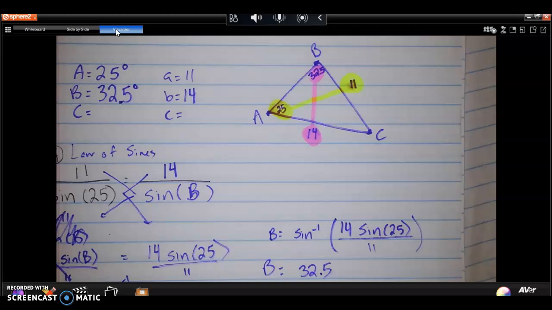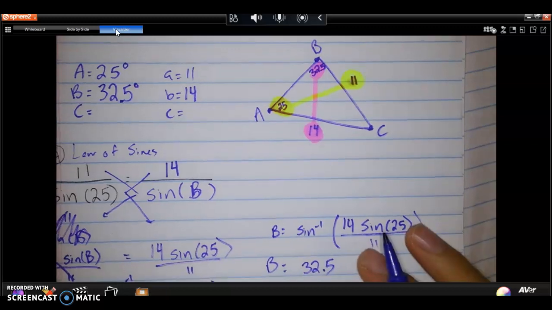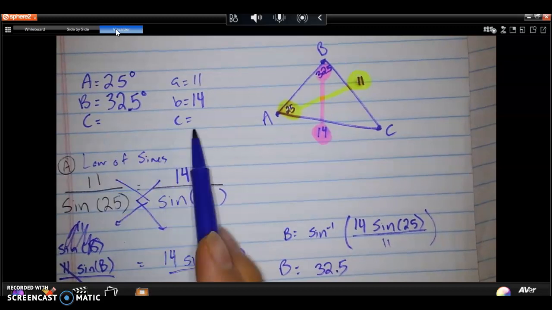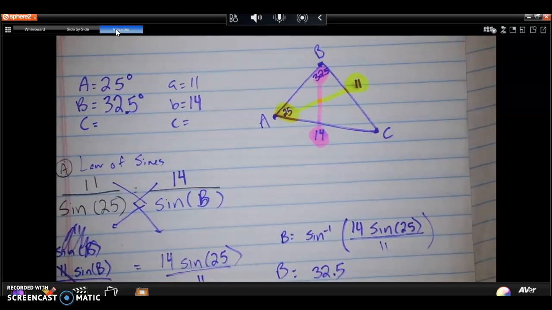So we use law of sines to figure out how we can find a missing angle in the triangle. But we still have more work to do here. That's really just last week, right? What we're adding to this is we're going to need to find another side and another angle.